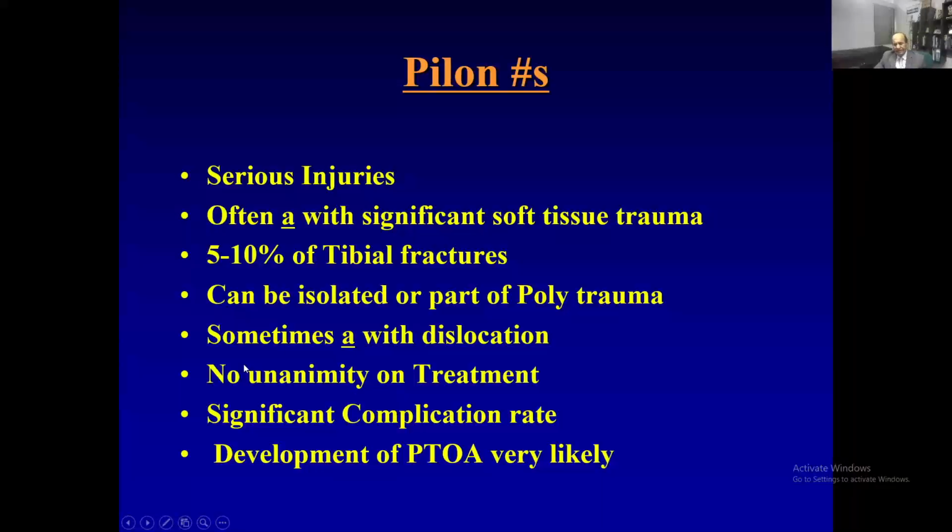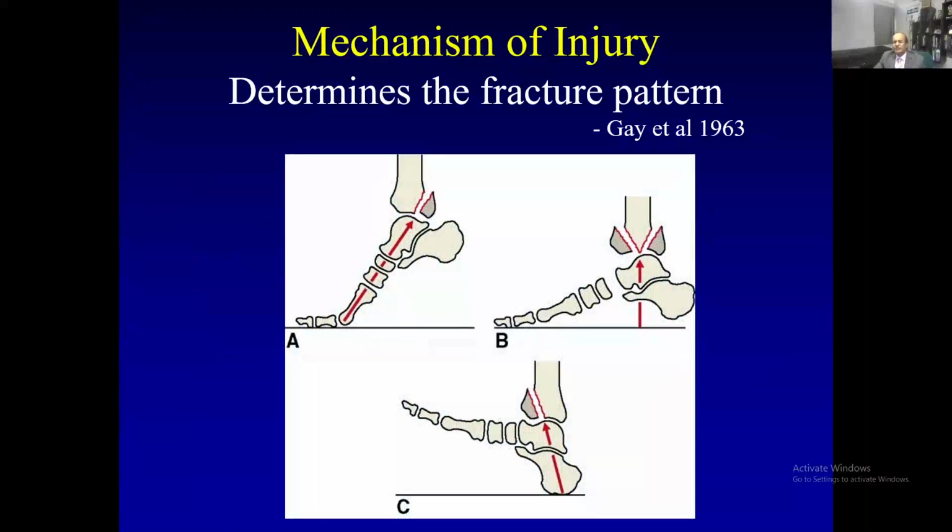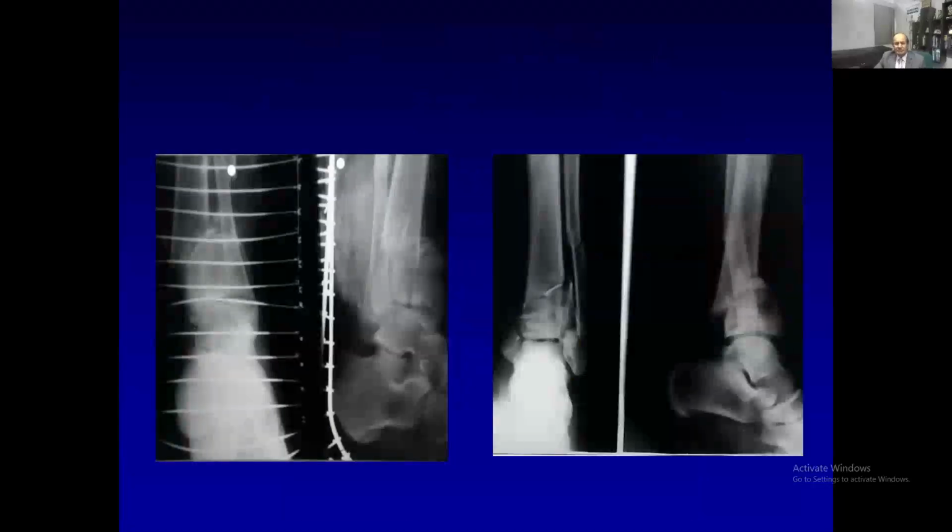Now, what is more intriguing is that there is no unanimity on treatment of these fractures till date. And there is a significant complication rate. Post-traumatic osteoarthritis is almost a given, especially in serious grade 2 and grade 3 injuries. The mechanism of injury determines the fracture pattern, whether the injury was with the foot in plantarflexion, plantigrade, or dorsiflexion.